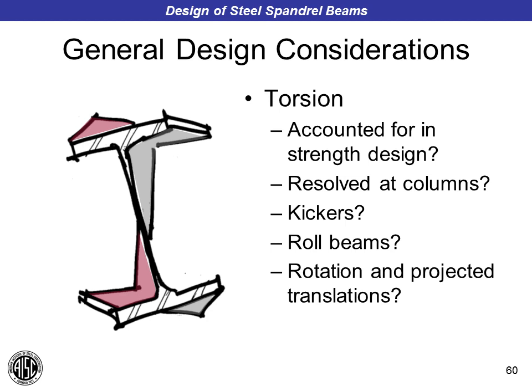So a moment-connected beam would typically have some warping normal stresses at the end, whereas a pin-connected beam with perhaps a double angle connection to the column would have no warping normal stresses at the end. But both cases resist the rotation at the end of the beam. So is it resolved at the columns? That's something to consider. Do we have kickers or roll beams that would tend to restrain the twist of the beam? And what effect do the rotation and the projected translations of our facade attachments have on opening or closing of joints in the facade system?